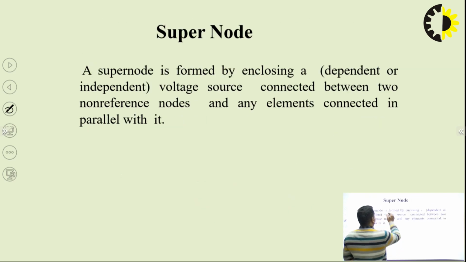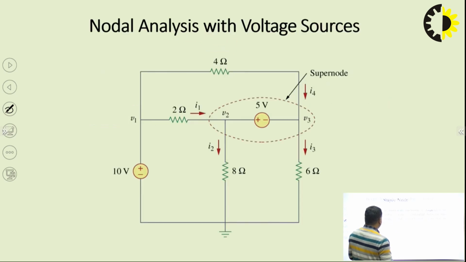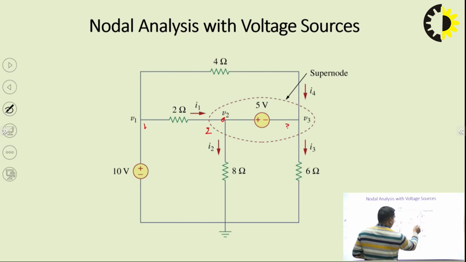The super node is formed by enclosing a voltage source, it does not matter whether it is an independent source or a dependent source. It must be connected between two non-reference nodes, along with any elements connected in parallel with it. Here we have an example of a super node: node 1, node 2, node 3.